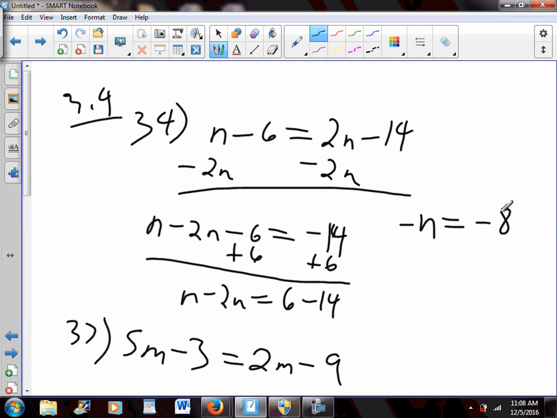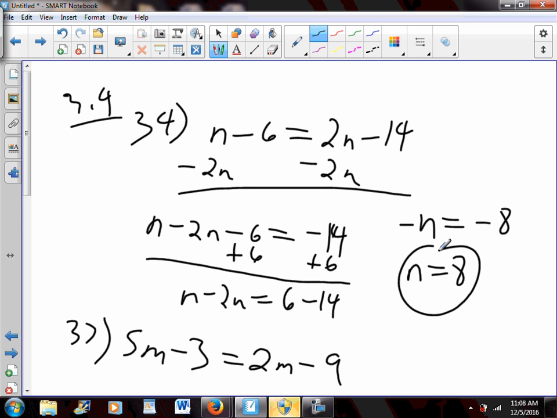Now, if a negative n is equal to a negative 8, what is n going to equal? Multiply by negative 1 on both sides. n is going to be equal to 8. And you should plug that in there and make sure that it does work, and you'll see that it does.